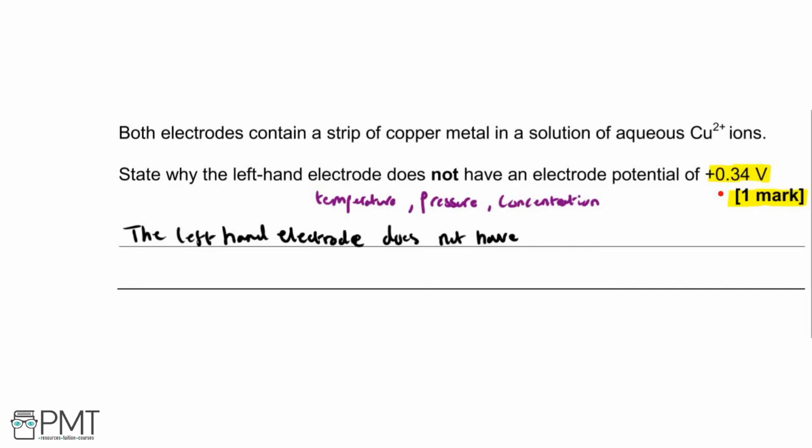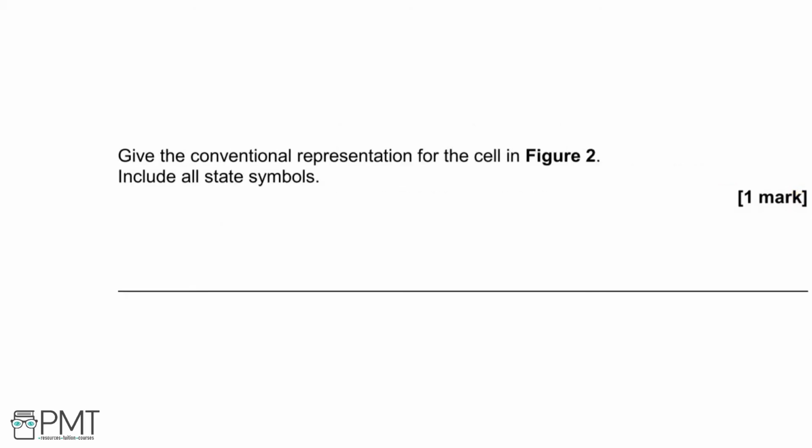So this standard concentration is 1 mole per decimeter cubed. So it's 1.0 moles per decimeter cubed. The fact it doesn't have this standard concentration means it's not going to have the standard electrode potential for its type of electrode. And that statement there is all we need to get the 1 mark.